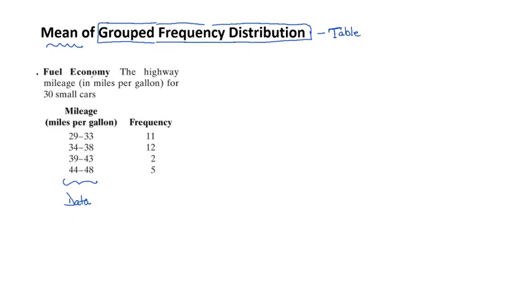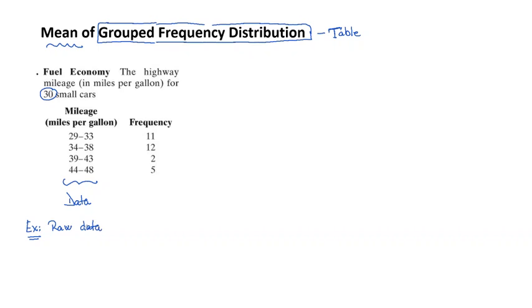So fuel economy, the highway mileage in miles per gallon for 30 small cars. We have 30 small cars, and we know that 11 of those will have a mileage between 29 and 33. The problem is we don't know what exactly those values are. We know there are 11 in this class, there are 12 in this class, and so on. So we are wondering, okay, how do we find then the mean? Just to make sure we understand, here is the example as raw data.